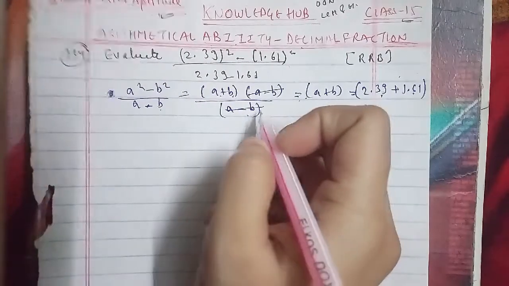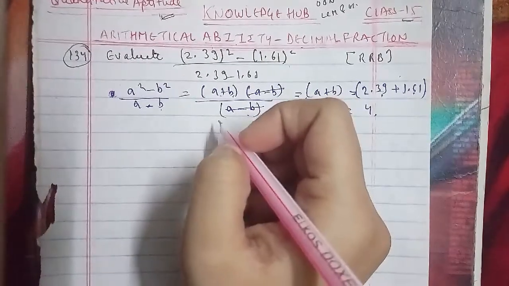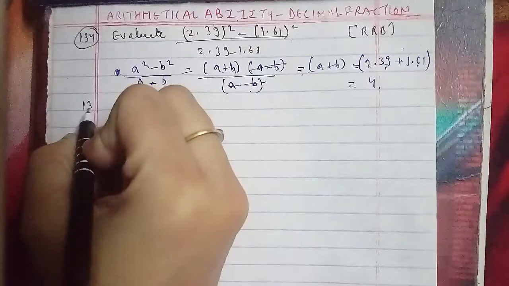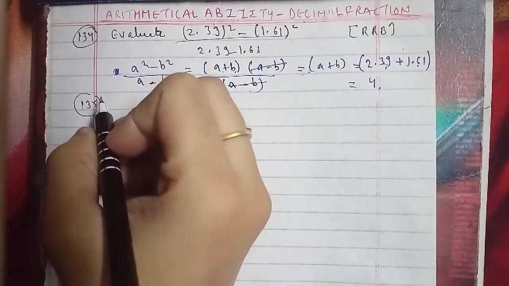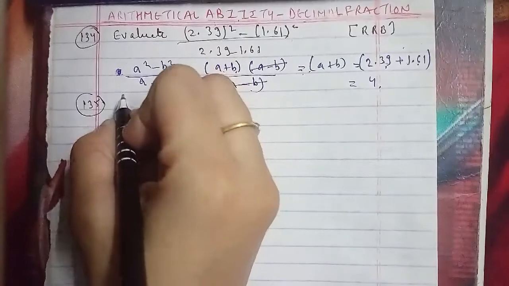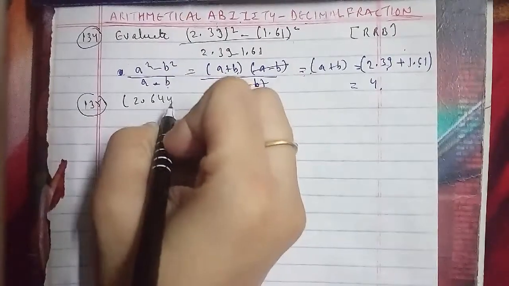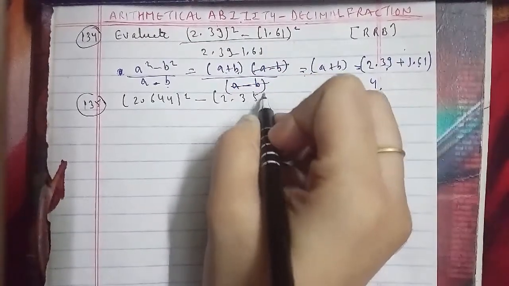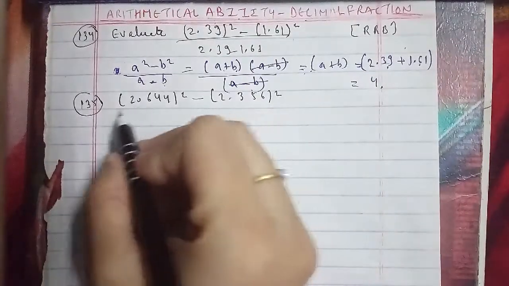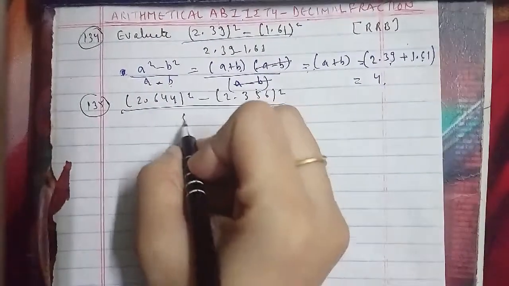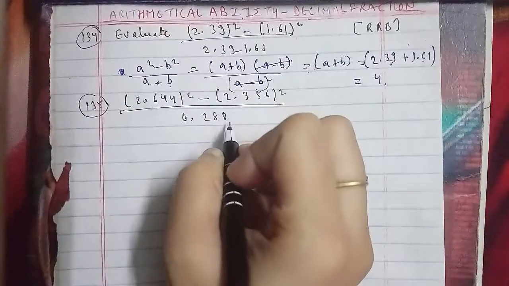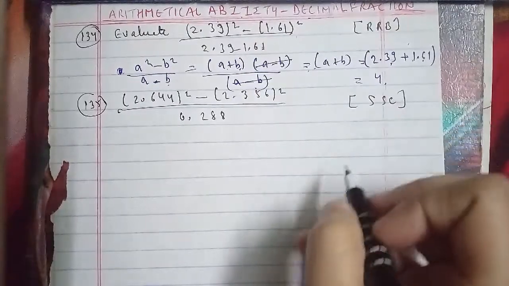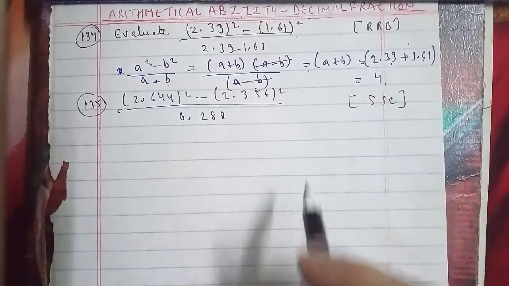The 135th question of the session is on simplification. The question is 2.644 square minus 2.356 square upon 0.288. This is an important question because it has been asked in an SSC examination paper, which is also an important paper with respect to competition. The options for this are: option A is 1, B is 4, C is 5, and D is 6.